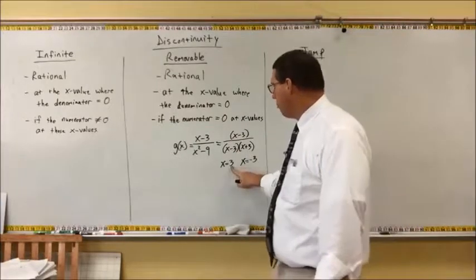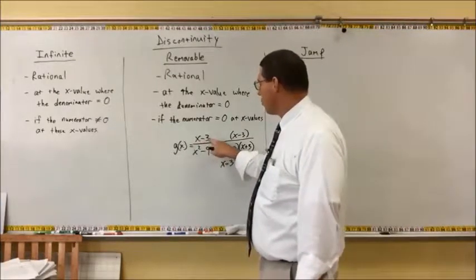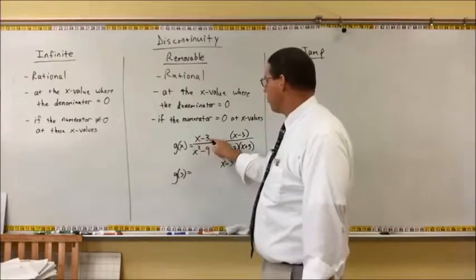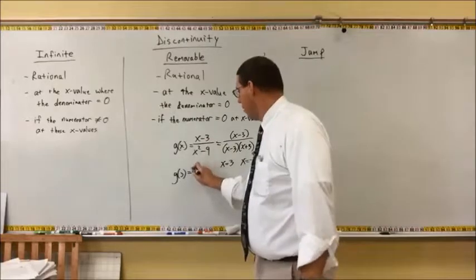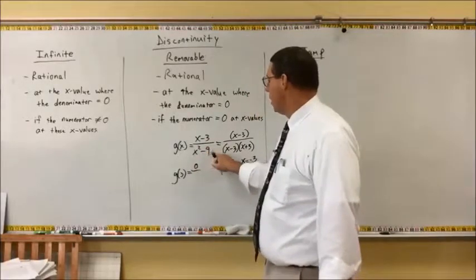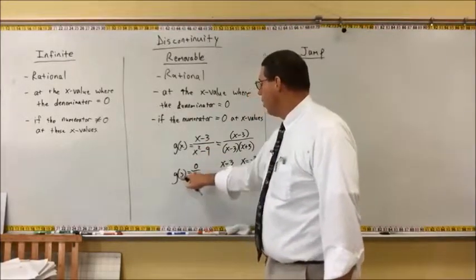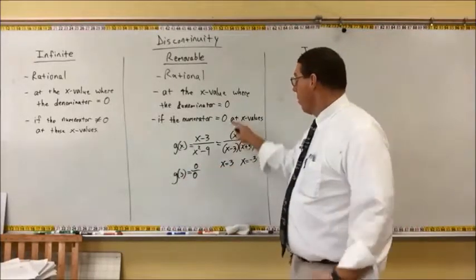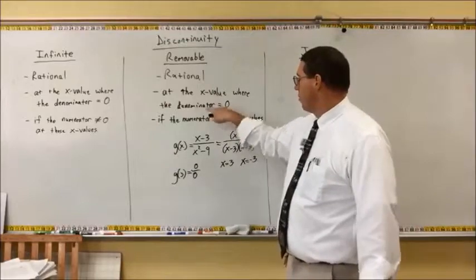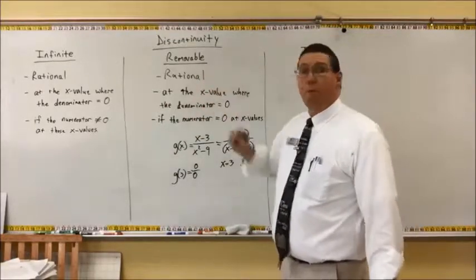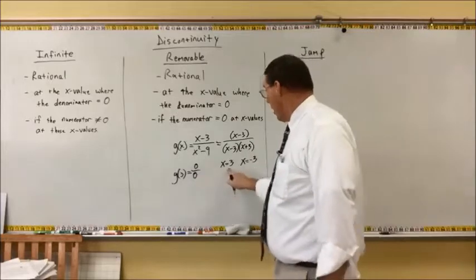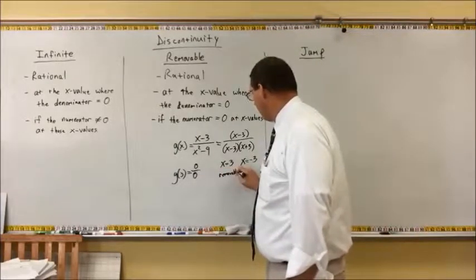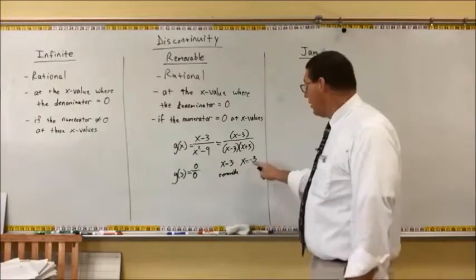All right, well, if I put a 3 in, what's 3 minus 3? So let's do g of 3. Numerator, 3 minus 3, 0. So put a 0. 3 squared is 9, minus 9 is also 0. And so when we plug 3 in, we get 0 over 0. When we get 0 in the numerator and 0 in the denominator, that means it's a removable discontinuity. So here, at x equals 3 is a removable discontinuity.